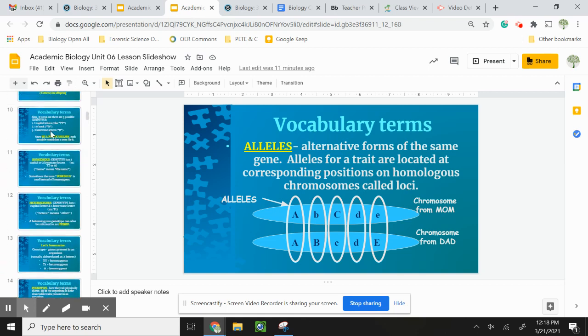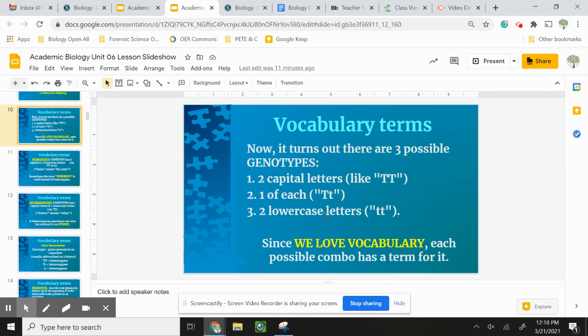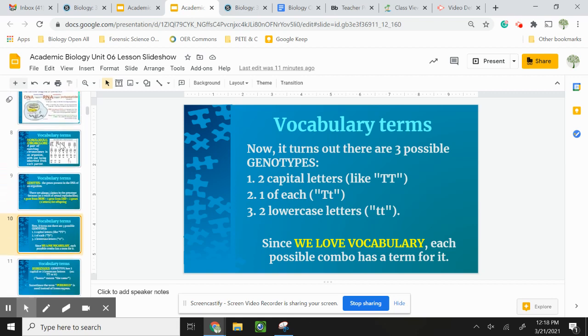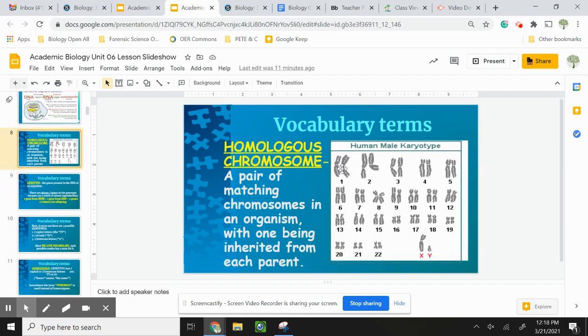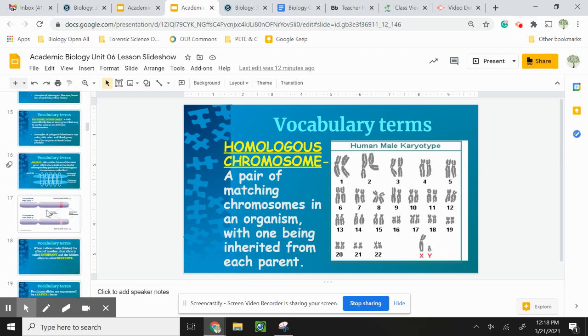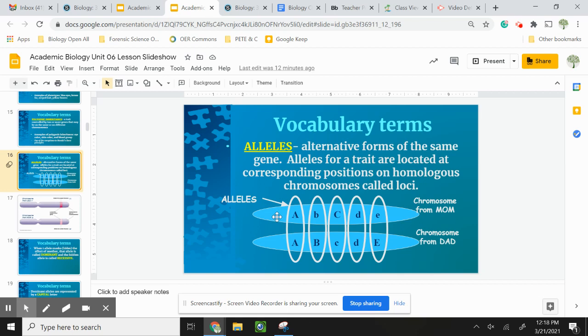We said you could receive a big T from mom, a little t from dad, or a big T from mom, a big T from dad. Let's go with this one. Big T from mom, little t from dad. How does this look on a chromosome? Here's your homologous chromosomes. Where do these T's go? They go in corresponding positions on homologous chromosomes.